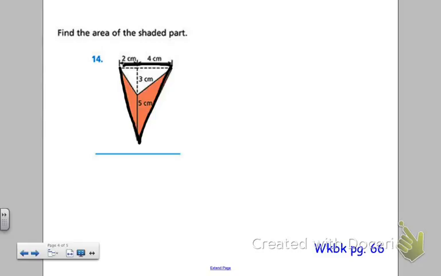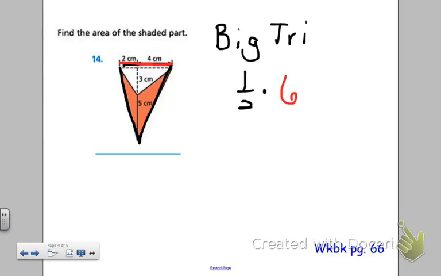Let's start with the big triangle. First I need that 1/2 times the base. Well, let's see, the base here is going to be this section right here, 2 and 4. Oh, well, together that's 6. My base is 6 because 2 plus 4 more is 6. Now I need the height, so that's from here to here. Well, that's 3 plus 5 more, so that's going to be a height of 8.